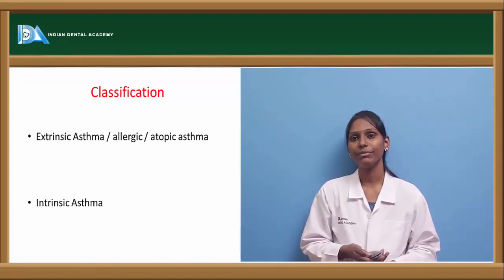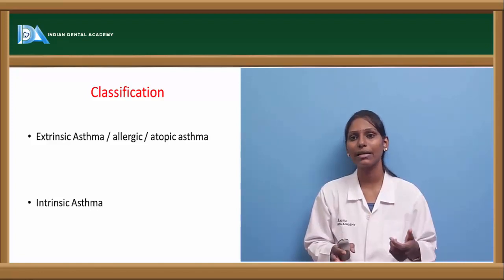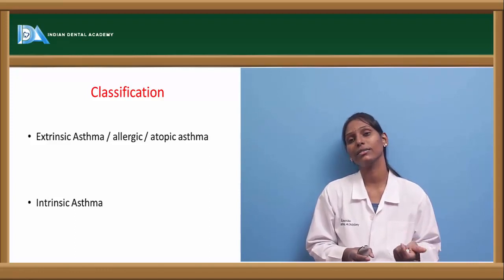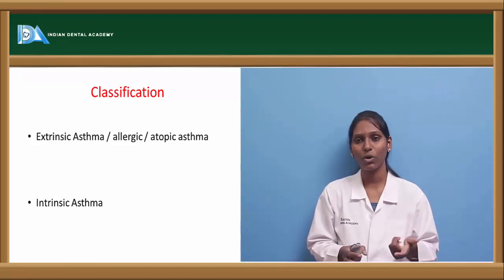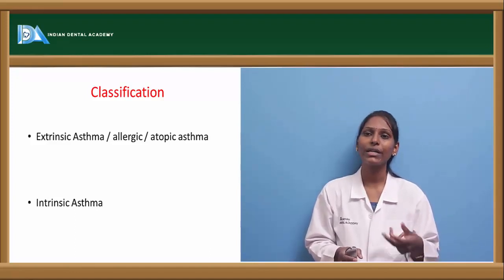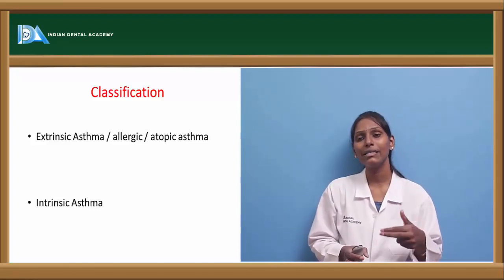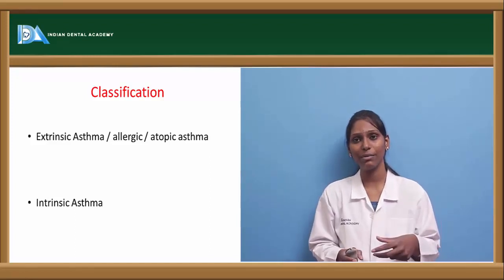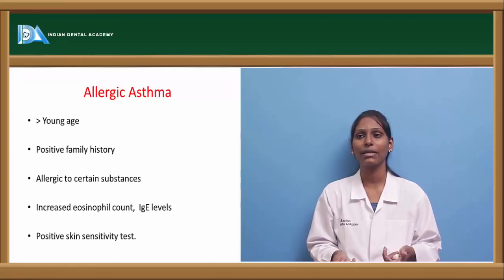Coming to classification, asthma is grossly classified into two types: extrinsic asthma and intrinsic asthma. Extrinsic asthma is also called allergic asthma or atopic asthma. It has external risk factors or trigger factors such as pollen, dust, pollution and cold air. Intrinsic asthma is something present within the body system itself, such as nasal polyps, stress and increased steroid secretions.